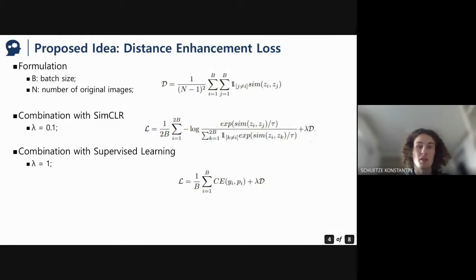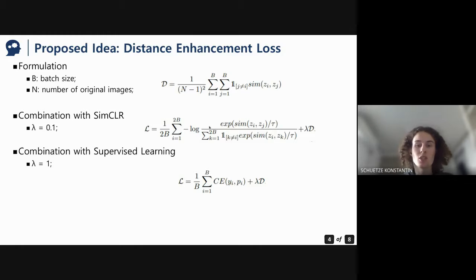We tried many different things, and what we found to work was adding a term to the loss, creating a proposed distance enhancement loss. Our key idea is adding the term on the top right to the SimCLR loss. This term explicitly trains the model to make the cosine similarity between two different images dissimilar, eventually forcing the model to make them orthogonal to each other.